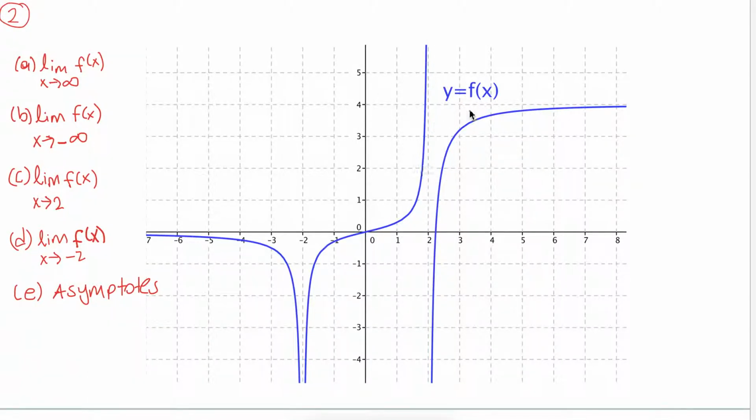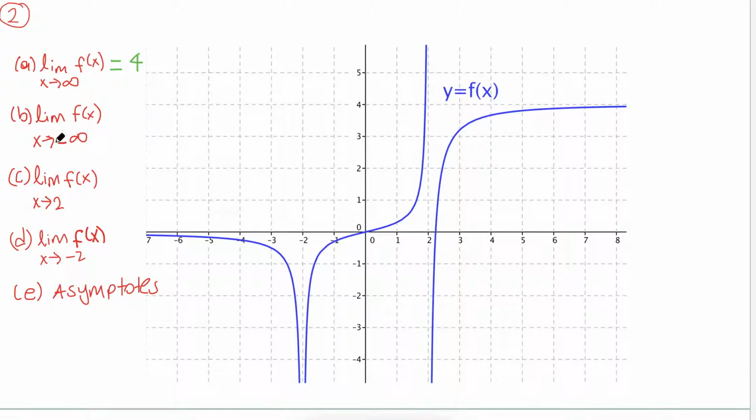We are given the graph of f, and we are asked to evaluate several limits and the asymptotes of the function. So let's take a look at part A. We are looking for the limit as x approaches infinity, and we see that as x values get bigger and bigger, y values are approaching 4. So we see that the limit here is 4.